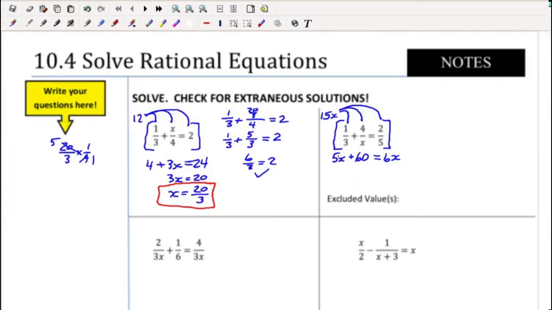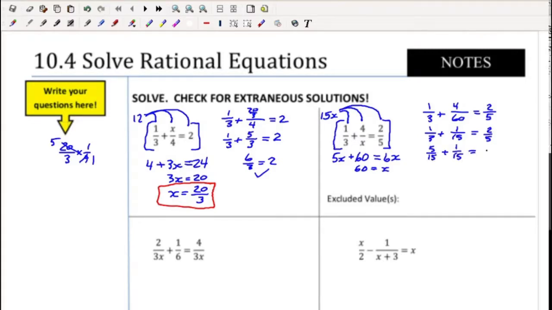Then I just solve this like a normal equation. So subtract 5x from both sides, I get 60 equals x. Check for extraneous solutions. So I'm going to do 1/3 plus 4 over 60 equals 2/5 to figure out if this is actually true. 4 over 60 can reduce to 1 over 15. And in order to add these, I need to give them a common denominator of 15. So this 1/3 is going to be 5 over 15 plus 1 over 15 equals 2/5.